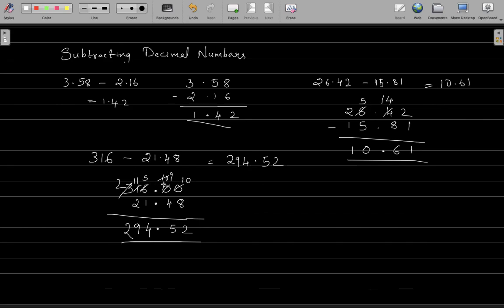Right? So subtracting decimal numbers is very simple. The only rule here is to line up your decimal points and include the decimal point in the same line in your answer, and all the other digits must fall in their respective positions.